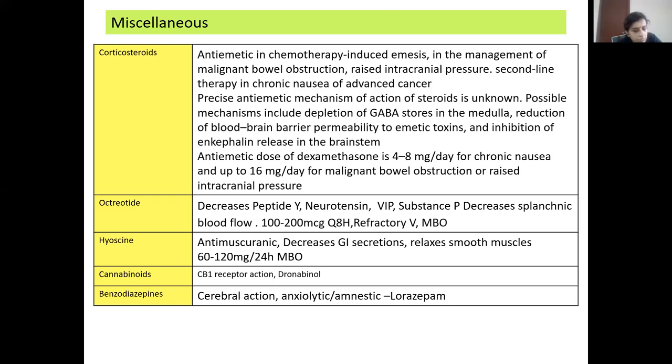Cannabinoids, I'm not familiar with cannabinoids, but it's mentioned in the textbooks as an antiemetic. Benzodiazepines, when you are having anxiety-related or memory or fear-related nausea and vomiting, we can use lorazepam.